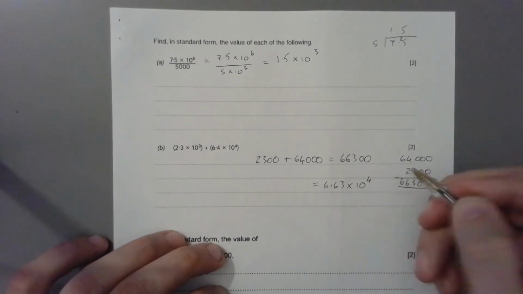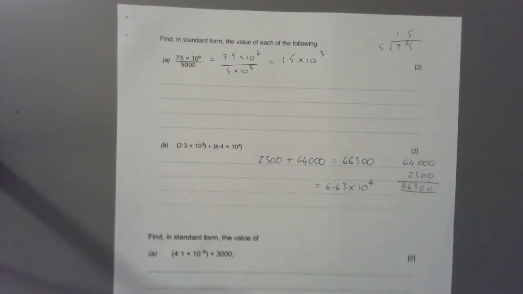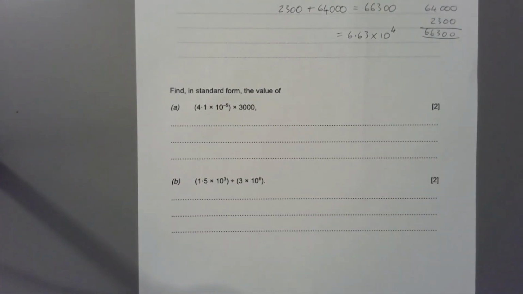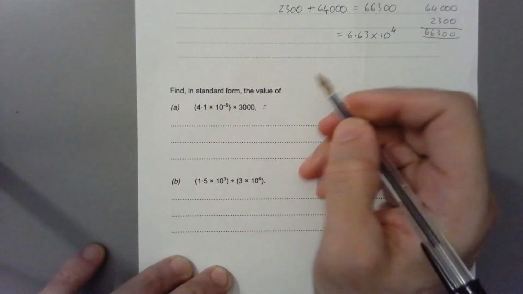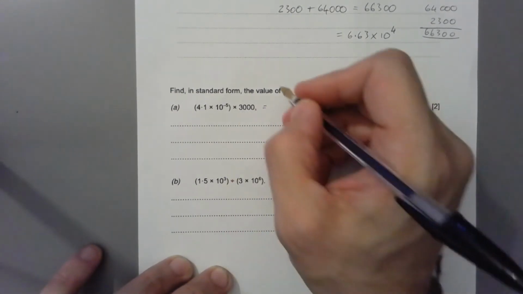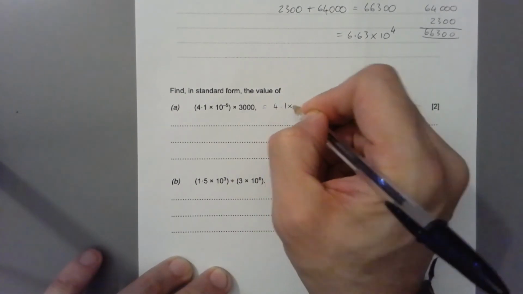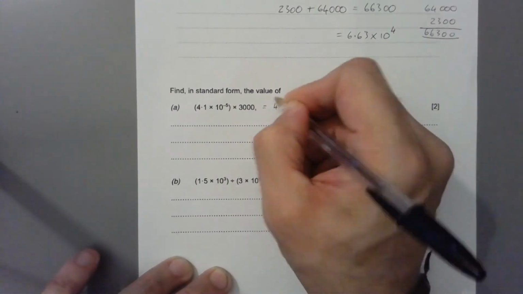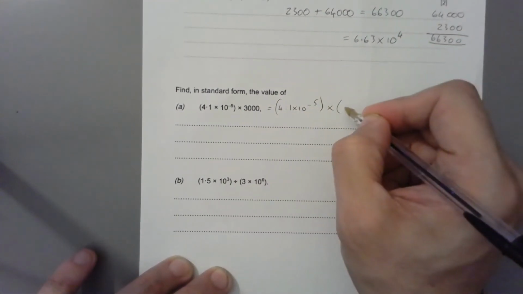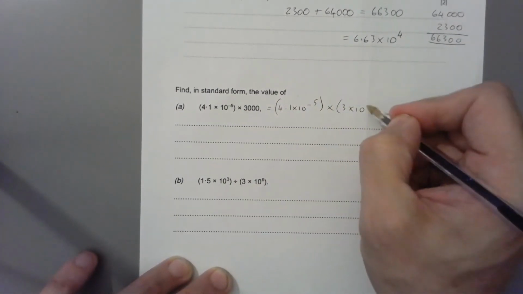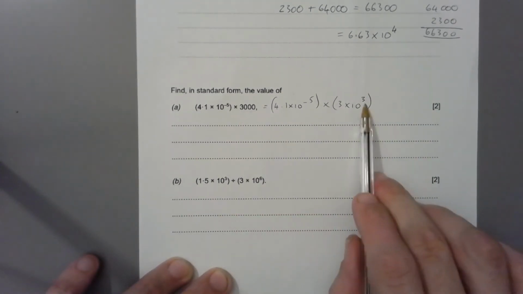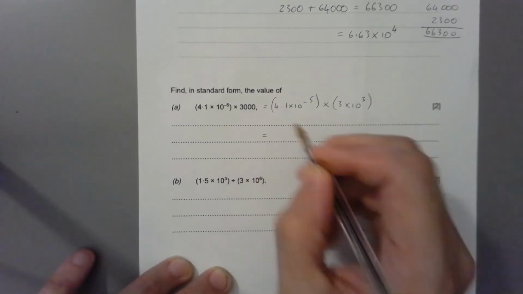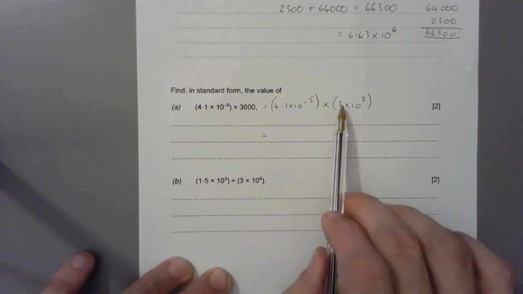Okay, last one, we are multiplying numbers in standard form. Again, probably the easiest way to do this one would be to change the 3000 into standard form. So we've got 4.1 times 10 to the power of minus 5 times, that's going to be 3 times 10 to the power of 3, because we've got 1, 2, 3 digits after the 3, so the power is 3. And then when we multiply numbers in standard form, we times the numbers in front, so 4.1 times 3 would be 12.3.